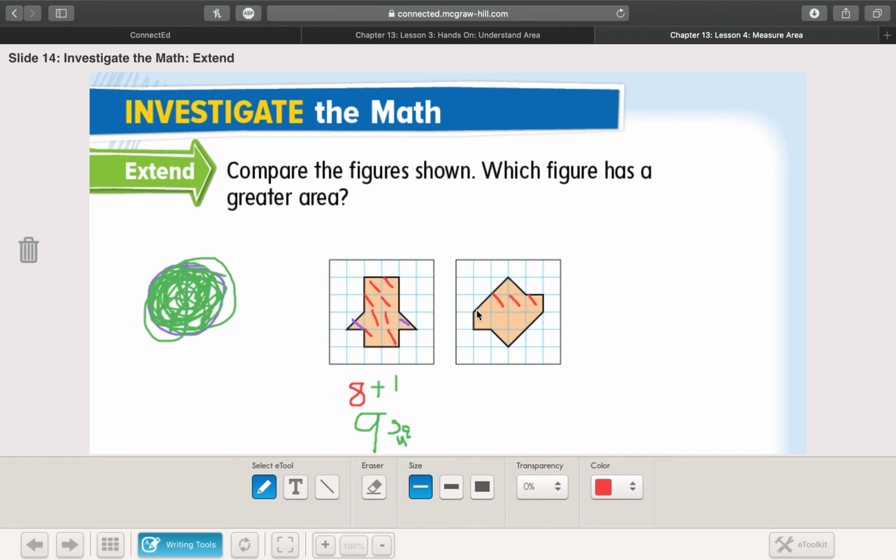1, 2, 3, 4, 5, 6 of these squares are holes. Now I'm going to use purple to count my halves. 1, 2, 3, 4, 5, 6 halves. Well, 6 halves is not the same as saying 6. 6 halves.